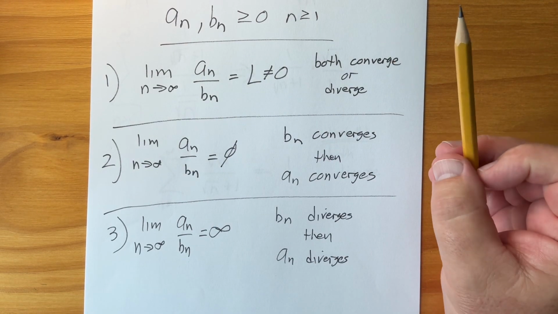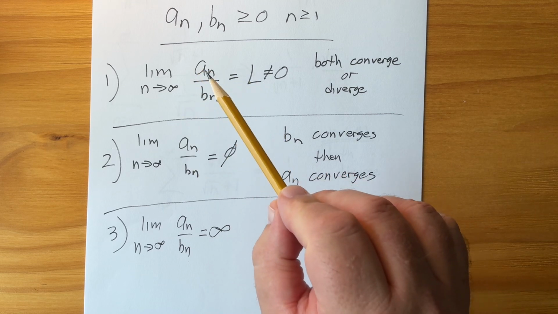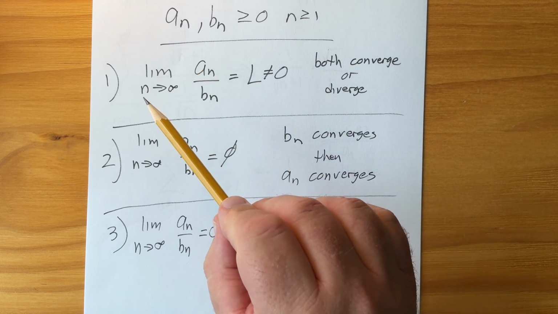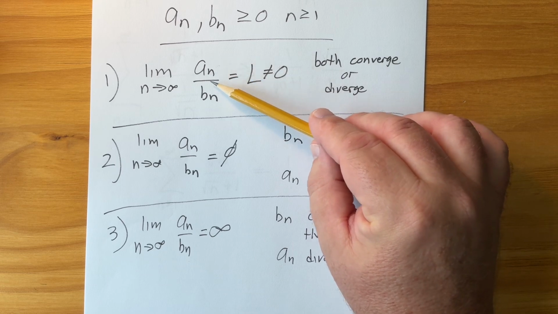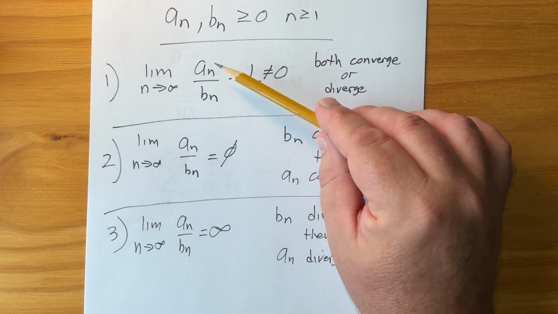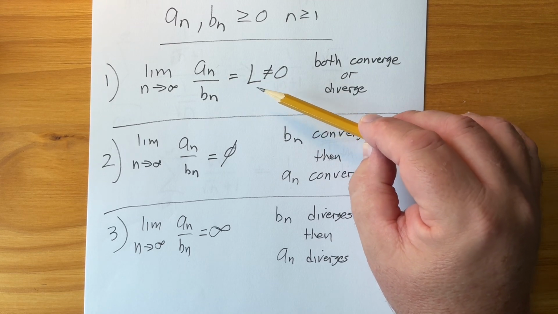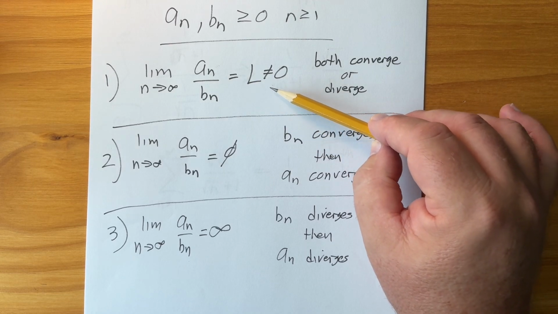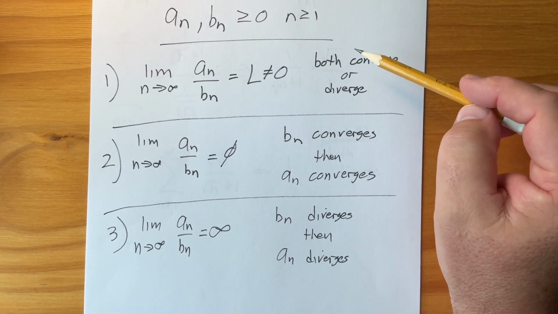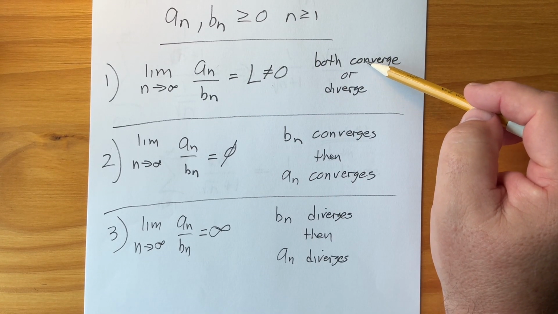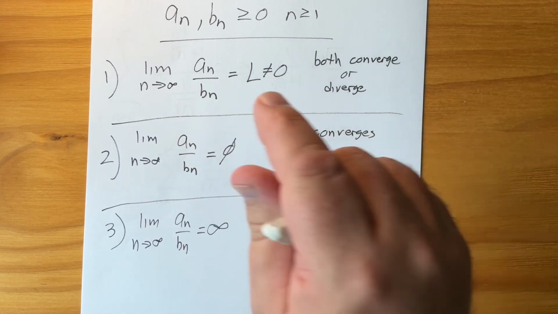So case one is that when I plug these into this fraction, the limit as n goes to infinity of the one I'm questioning divided by the test function, if it heads to some number L that is not a zero, so some actual number, not infinity, not a zero, then both functions either converge or diverge, depending upon what you have picked here.